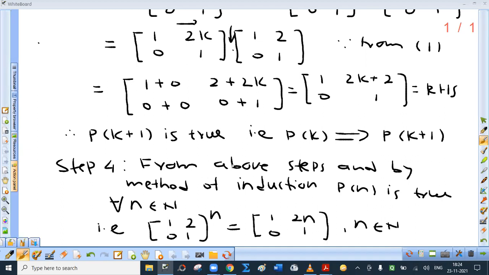So in the step 4, we say from above steps and by the principle of mathematical induction, actually I should have written that, principally we should add the words principle of mathematical induction, P of n is true for all n belonging to capital N. That is, nth power of matrix 1, 2, 0, 1 is which matrix? 1, 2n, 0, 1, where n is a natural number.